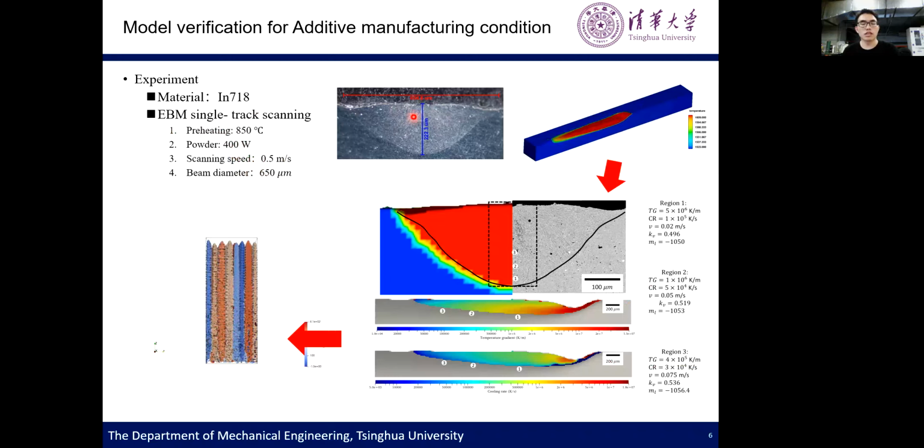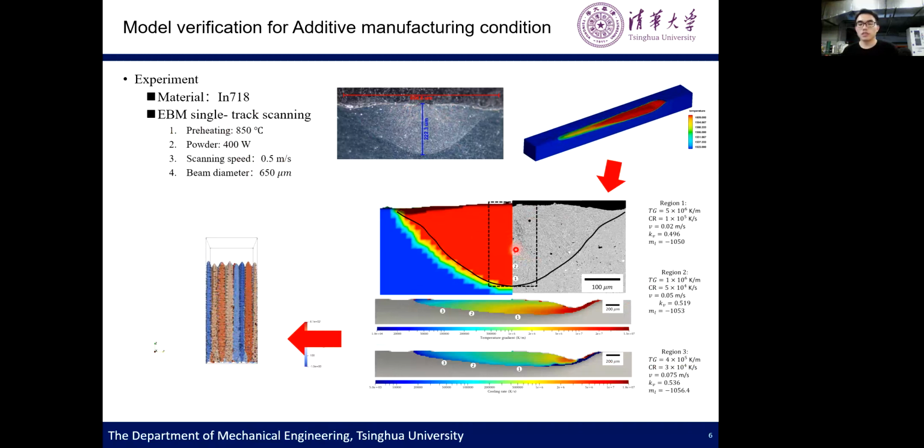Here is the cross-section of the scanned track, and here is a thermal fluid simulation. We compare the melt pool boundary shape of the simulation result and the experimental result. We find the results are similar.